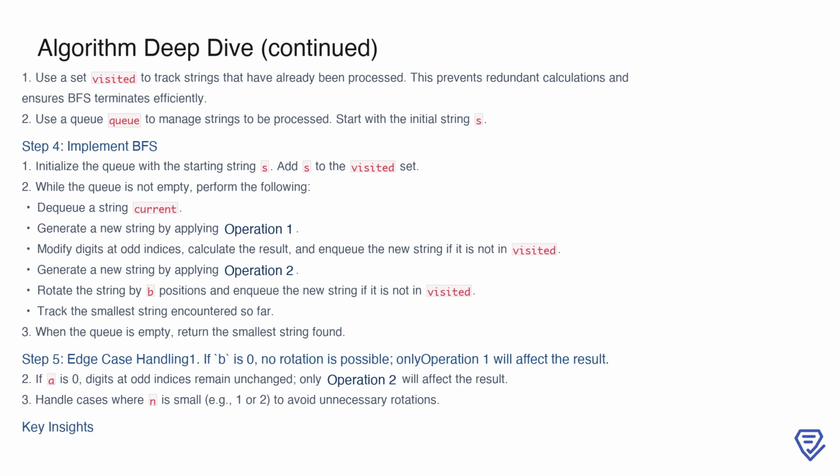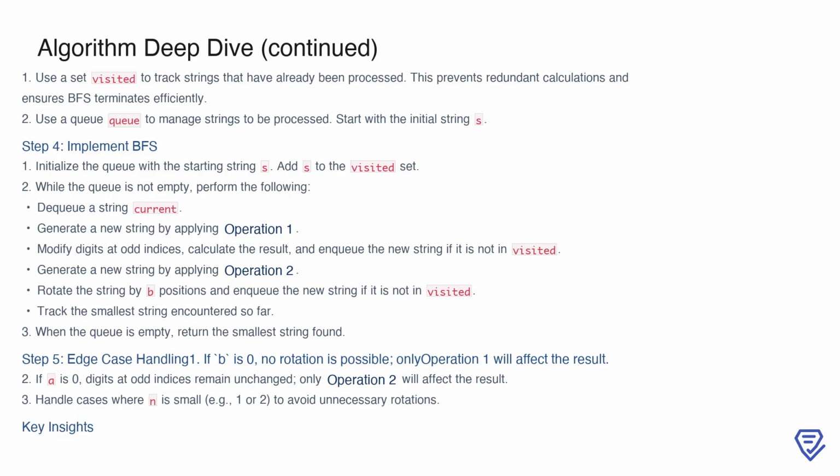As we process each string from the queue, we apply both operations, adding a to the digits at odd indices and rotating the string by B positions. Each resulting string is enqueued only if it has not already been visited. During this process, we continuously update the smallest string encountered so far.